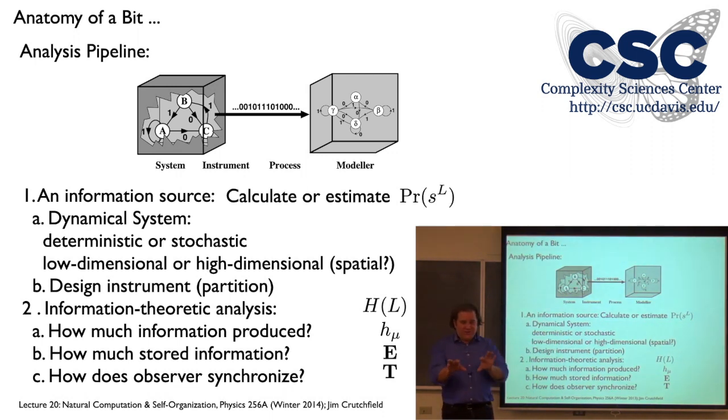Now, just plugging an instrument into your experiment can be problematic if it doesn't partition things up in a way that matches the dynamic. And then from that, we end up getting the word statistics out of this, and then we can go through and calculate these various quantities to figure out the information produced, how random it is, how much stored information, how hard it is to synchronize.